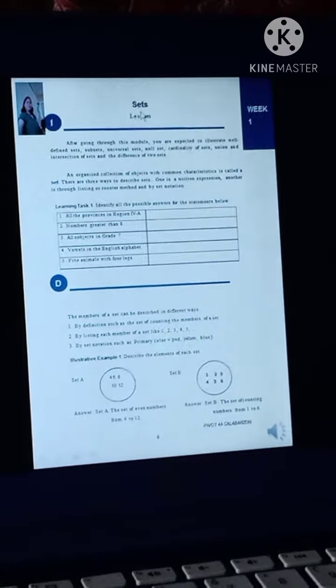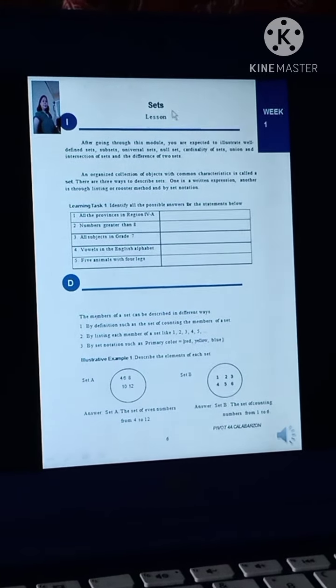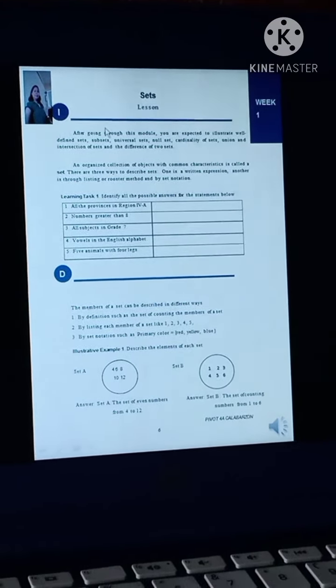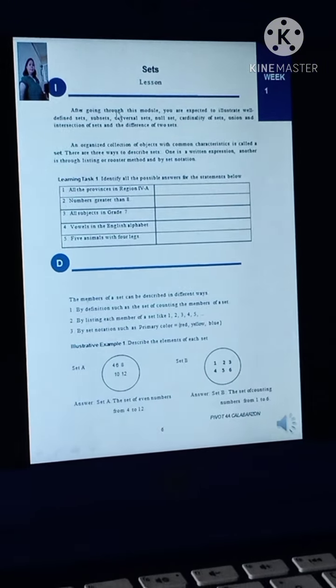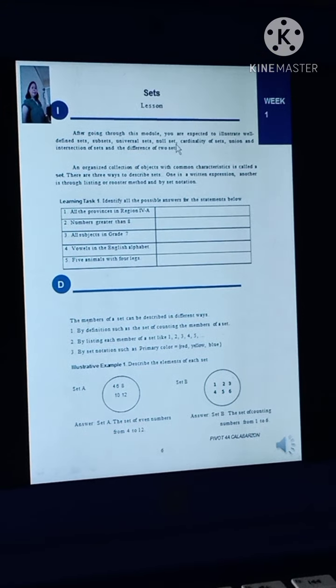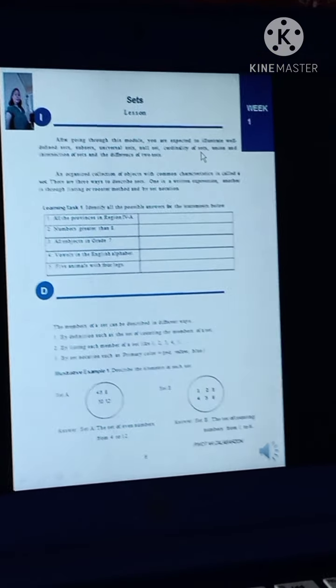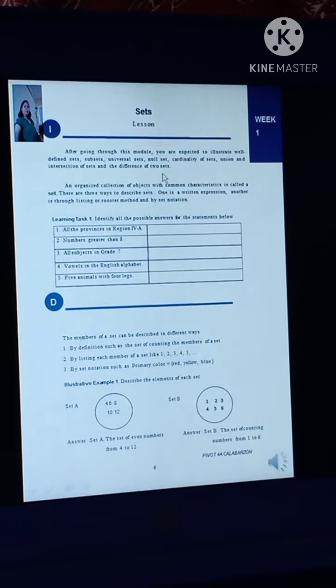Our first lesson in Math 7 is all about sets. So, we will have the objectives for this week. After going through this module, you are expected to illustrate a well-defined set, subsets, universal sets, null set, cardinality of sets, union and intersection of sets, and the difference of two sets.